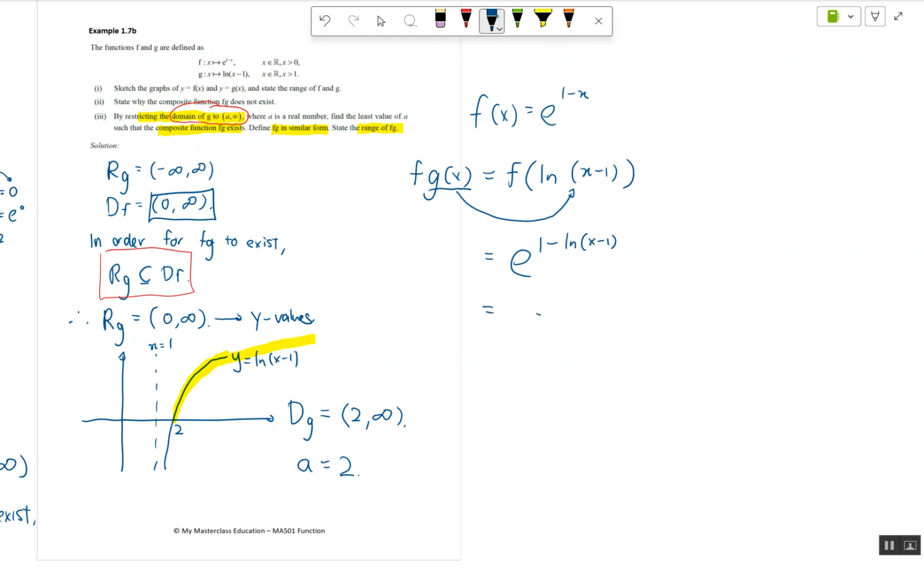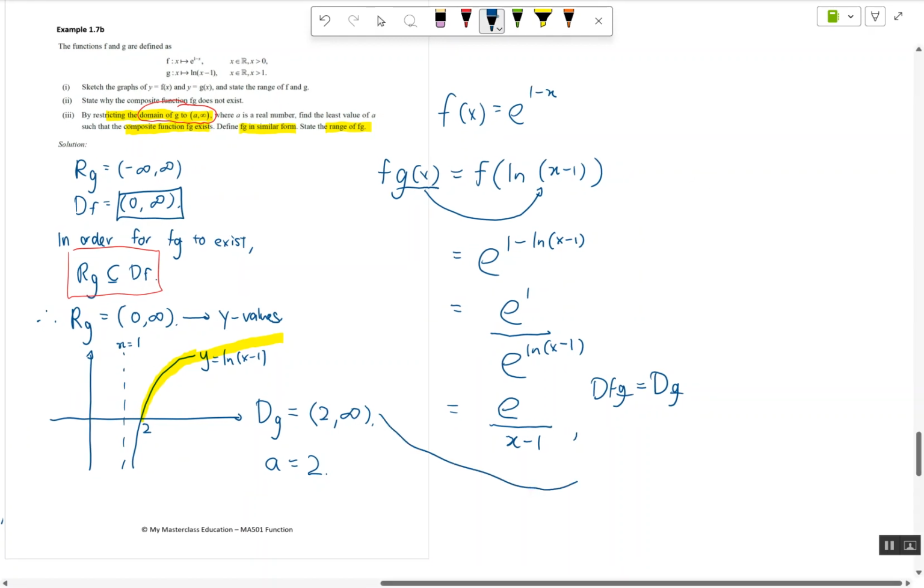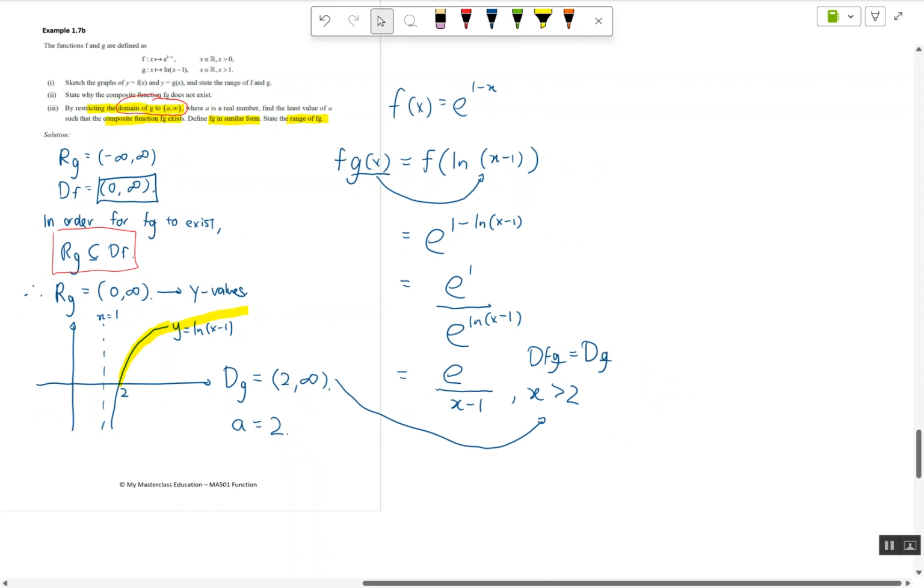Or if you want to make it nicer, when I minus the indices, it means divide: 1 divided by e to the power of ln x, minus 1. When you see e to the power of ln, you have to know this will just negate each other. I'm going to be left with x minus 1, and this would be a better answer. Now, the domain of fg is equal to the domain of g. Be careful, don't take the domain of g from the original, because in the first part of the question I already restricted the domain to become from 2 to infinity, so you can just say x must be strictly greater than 2, and that is how you find fg in a similar form.